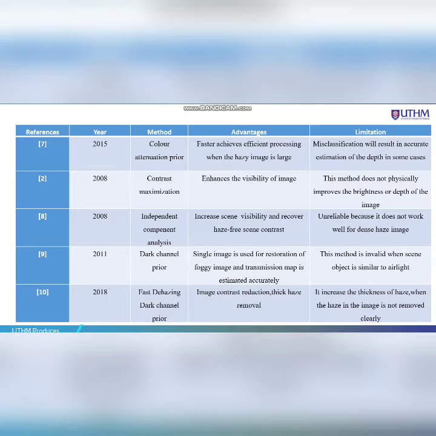And 2011 reduction of fog: the advantage is that a single image is used for restoration of a foggy image and the transmission map is estimated accurately, but this method is invalid when the object is similar to the airlight. Then 2018 fast dehazing: the advantage is image contrast restoration and thick haze removal, but the limitation is that the thickness of the haze increases when the haze in the image is not removed clearly.